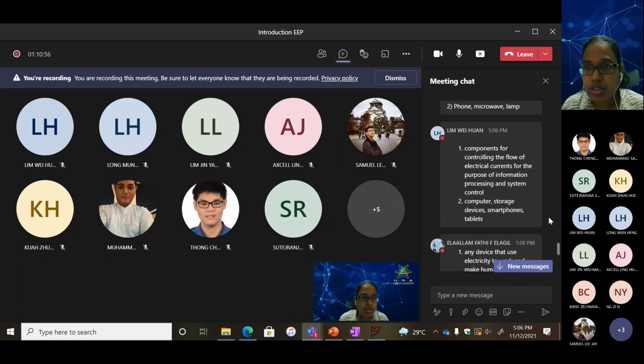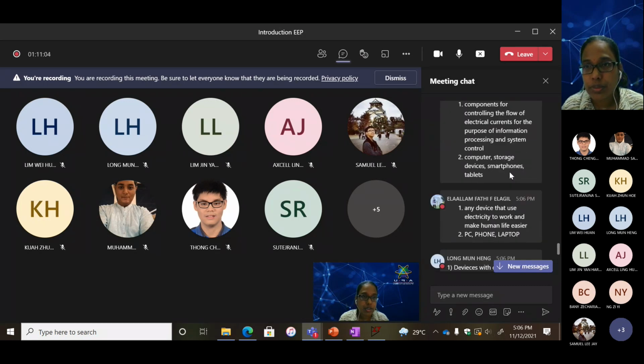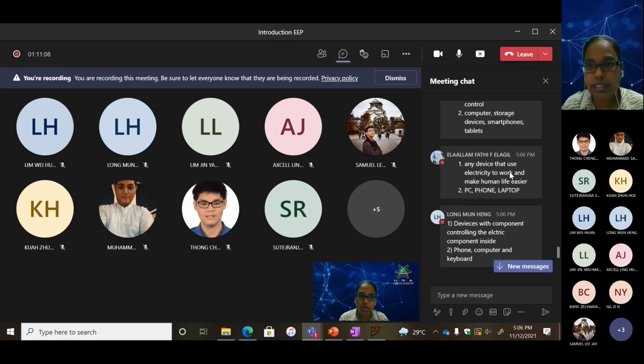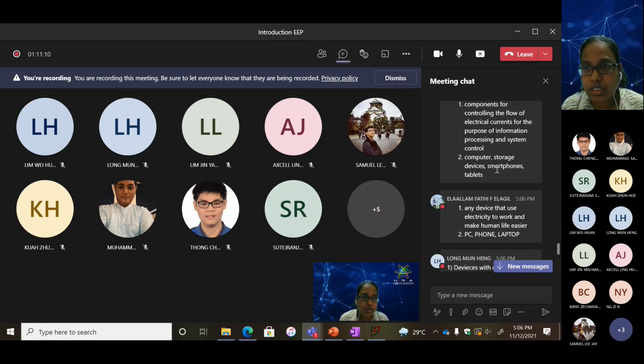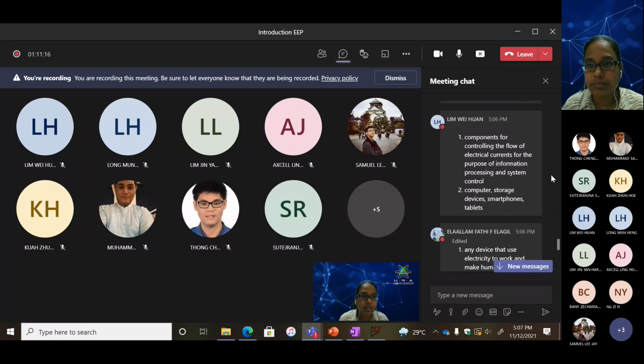Components for controlling the flow of the electrical currents for the purpose of information processing. Okay, I have gone through this answer just now. Computer, storage devices, smartphone, tab. Okay, 1, 2, 3, 4, 5. You gave me 5 answers.